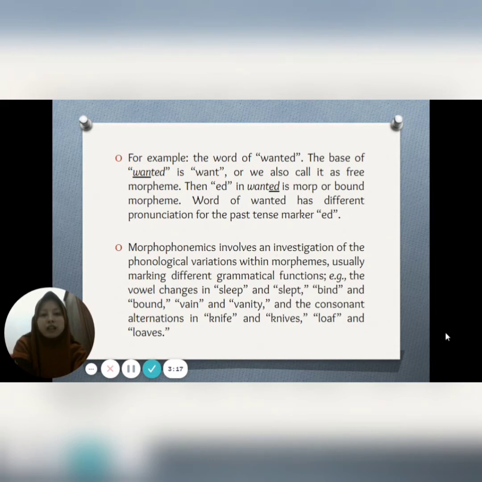Morphophonemics involves an investigation of the phonological variations within morphemes, usually marking different grammatical functions. For example, the vowel changes in sleep and slept, bind and bound, vine and vanity, and the consonant alternation in knife and knives, love and loves.